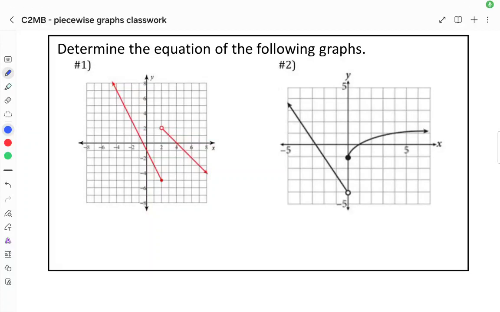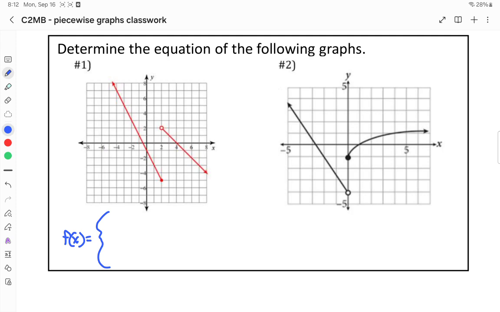All right, now we're going to flip it around and we are going to determine the equations from a piecewise graph. So the things you want to key into is, first off, what each piece of the equation is. So in number one, these are clearly both straight lines, so linear equations. So I'm going to start off by writing f of x equals curly bracket. So there's two pieces I need to include here.